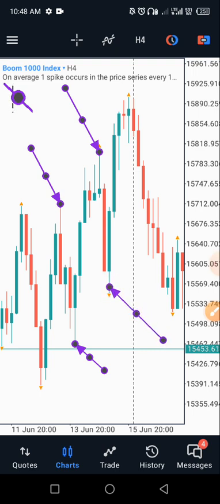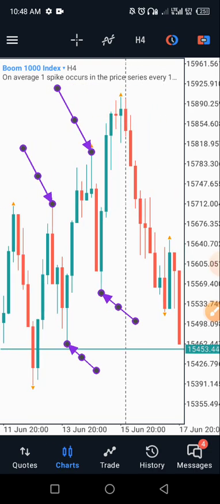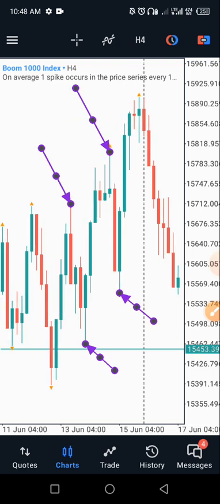Okay, so for those that want to be buying, you must know when to enter the market, and for those of us that want to sell, we must know when to enter the market, and that is what market structure is all about. So if you know how to read the structure of the market, then definitely you will know if you are to buy at this particular level here, or if you are to sell.